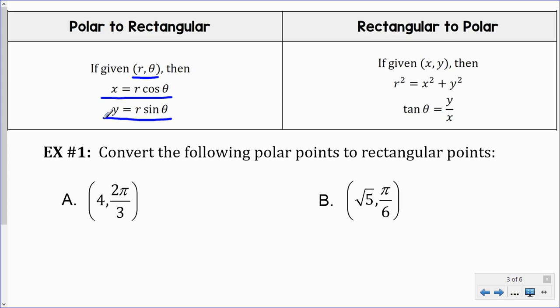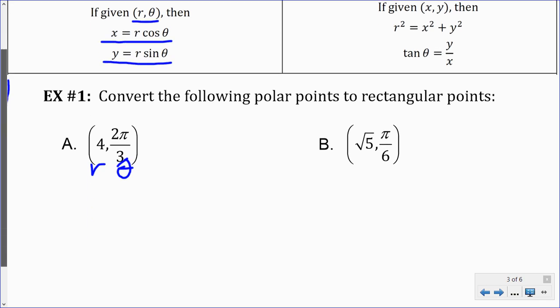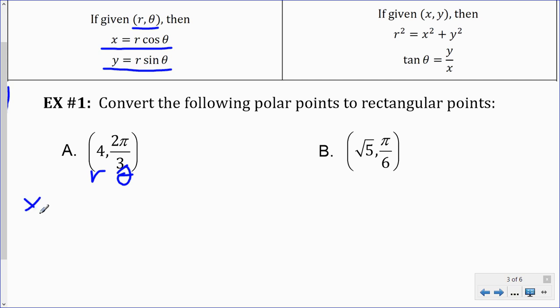Okay, so let's look at example number 1, because here we're going to convert the following polar points back to rectangular points. Okay, so remember, in polar coordinate, r is 4 and theta is 2 pi over 3. Okay, so converting here is actually pretty easy because we know x equals r times cosine theta. So my x coordinate would just equal 4 times cosine of 2 pi over 3.